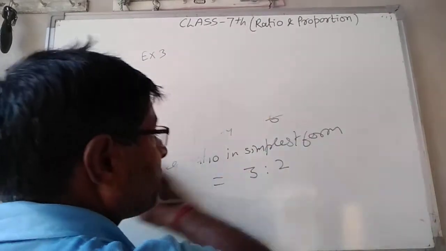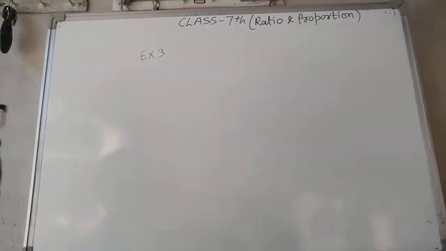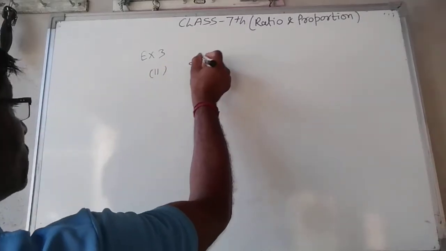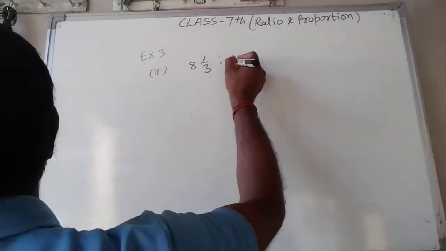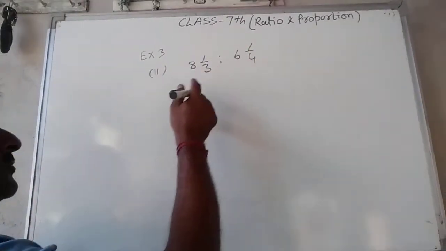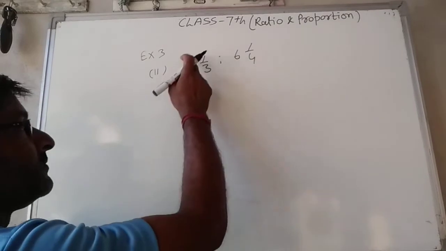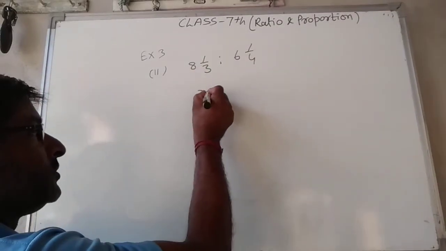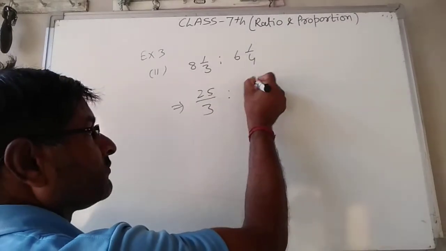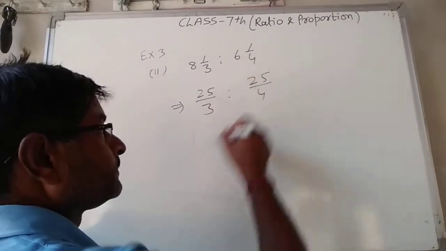Next part is, there are different forms of the ratios. सेकेंड पार्ट आपका है, 8 1/3 ratio 6 1/4. We can reduce them to improper form. 8 3 जा 24 और 25/3. Ratio 6 4 जा 25/4.